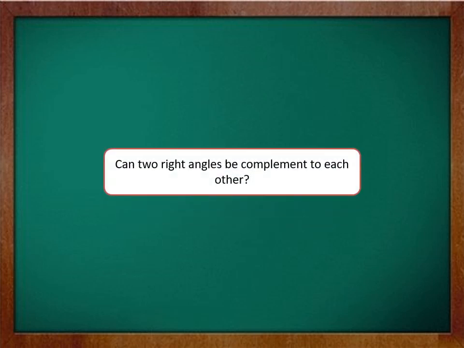Can two right angles be complementary to each other? If we take two right angles, each of them is equal to 90 degrees and the sum would be equal to 180 degrees. Therefore, their sum would be more than 90 degrees. Therefore, two right angles cannot be complementary to each other.